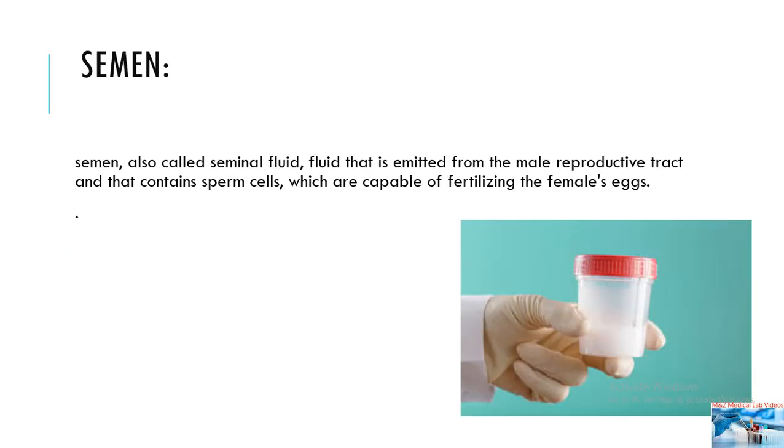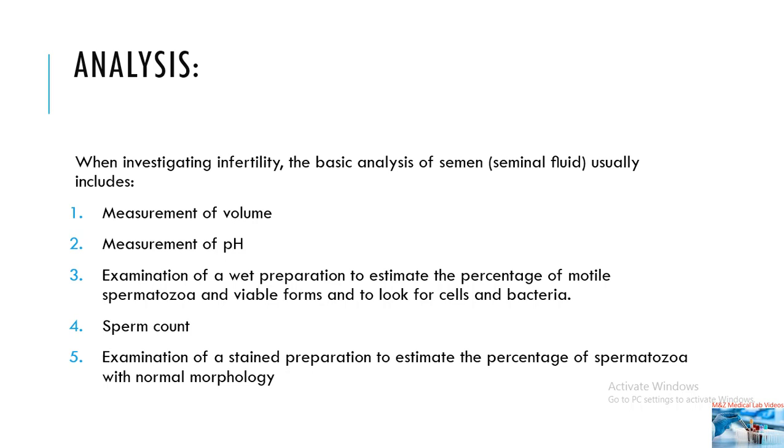Now, semen. Semen, also called seminal fluid, is fluid that is emitted or ejected from the male reproductive tract and that contains sperm cells which are capable of fertilizing the female's egg. Analysis: when investigating infertility, the basic analysis of seminal fluid usually includes measurement of volume, measurement of pH, examination of a wet preparation to estimate the percentage of motile spermatozoa and viable forms and to look for cells and bacteria, sperm count, and examination of a stained preparation to estimate the percentage of spermatozoa with normal morphology.